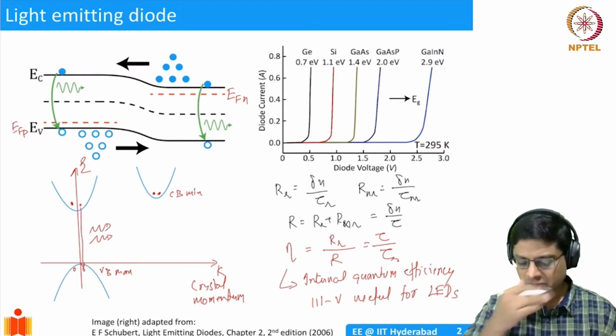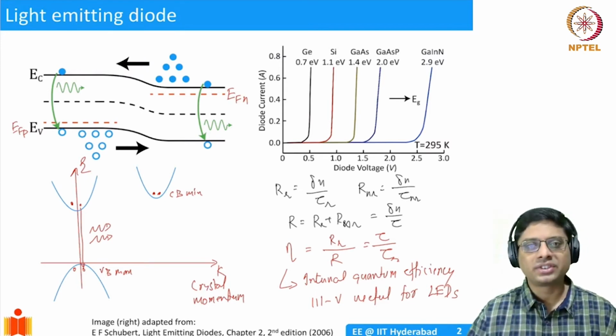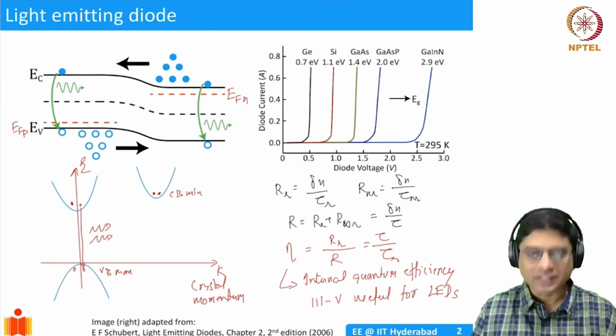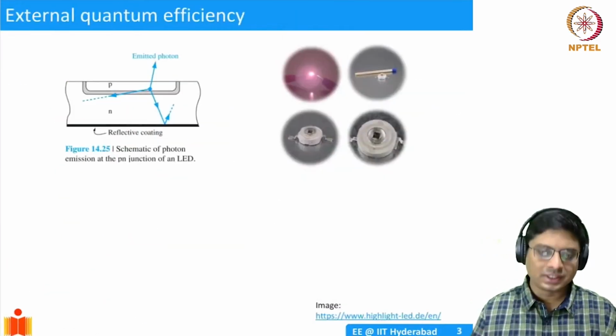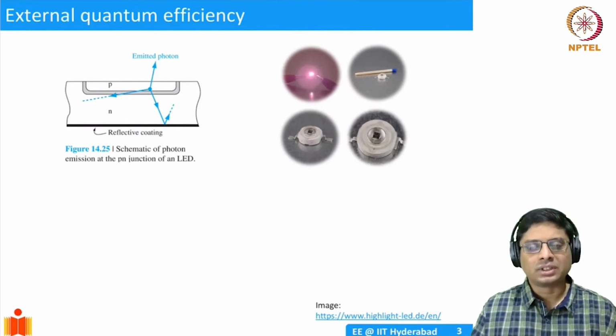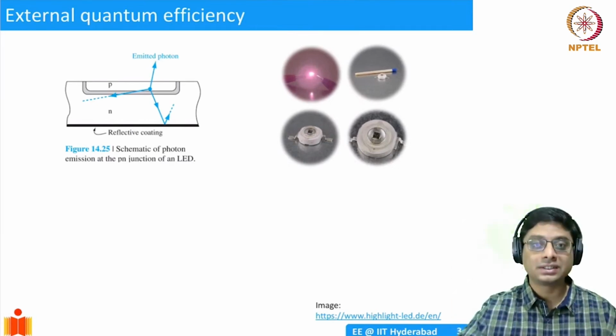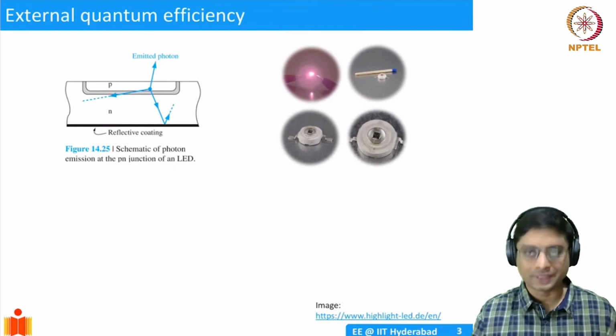So this is how the PN junctions are different from light emitting diodes. All right. So internal quantum efficiency is one of the factors. The other important factor is what we call external quantum efficiency. That is, it is well and good for a photon to be emitted, but will the photon be transferred outside the semiconductor? That's an important thing.